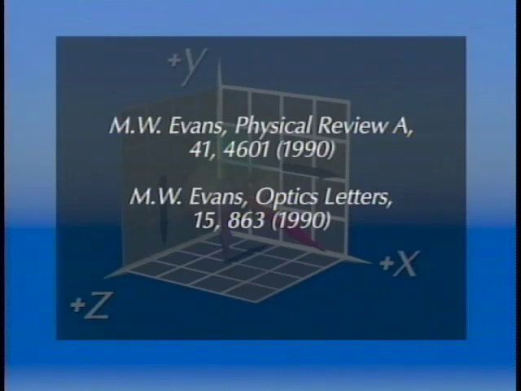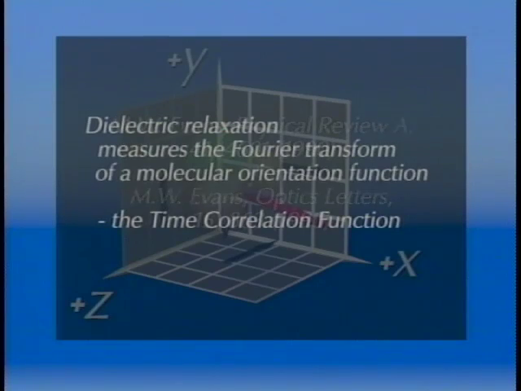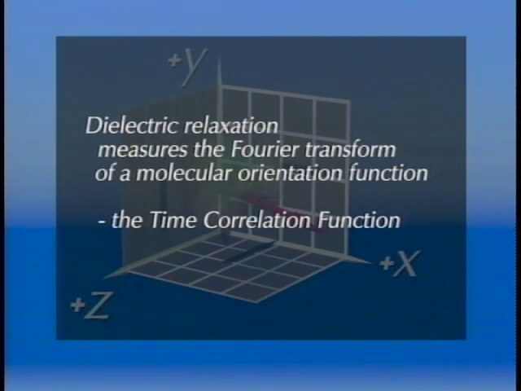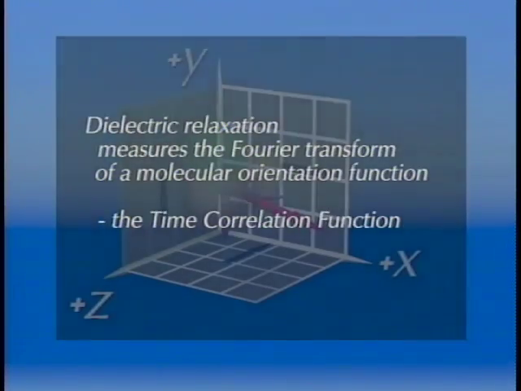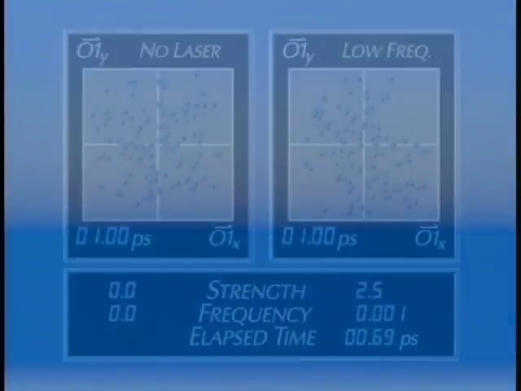Frequency-dependent electric polarization of chiral molecules suggests the possibility of many new effects recently reported in the literature, including nonlinear dielectric relaxation produced by pump lasers. Dielectric relaxation measures the Fourier transform of a function of molecular orientation called the time correlation function. The following sequences will illustrate this time correlation function for an ensemble of 108 molecules of bromochlorofluoromethane.